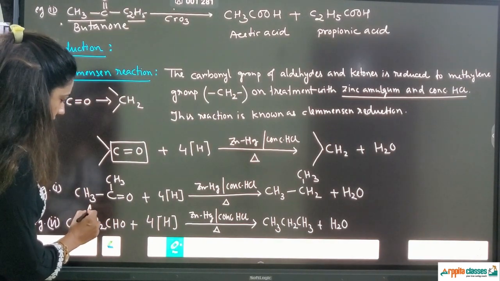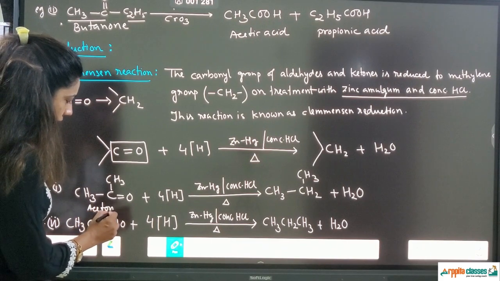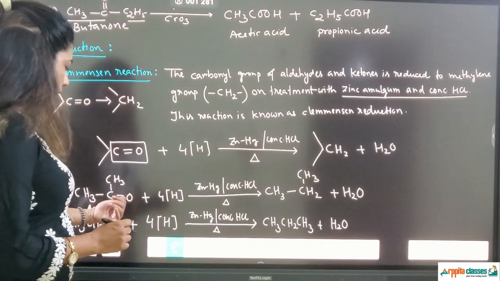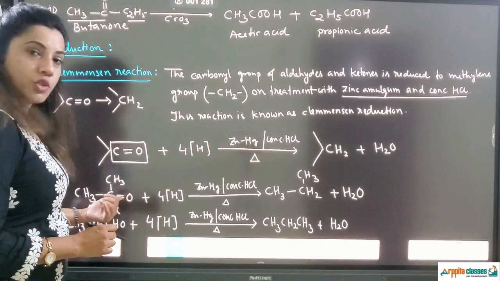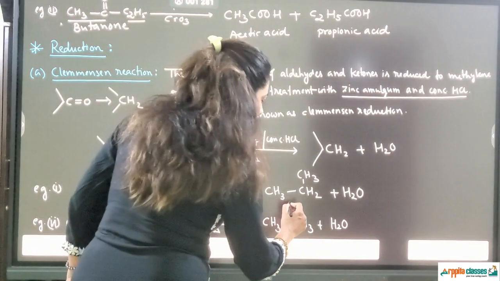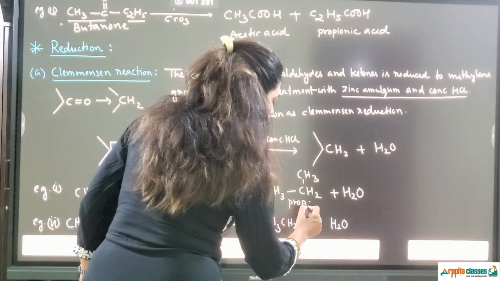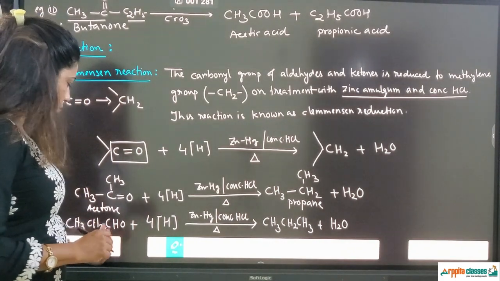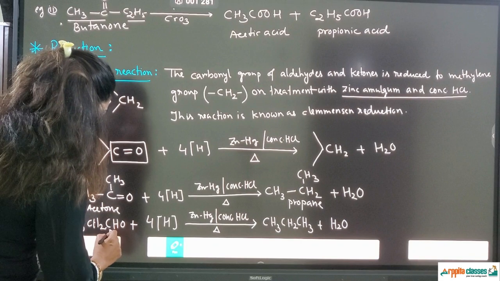Okay. Let us take one example. CH3COCH3. This is called acetone. Now acetone plus this reagent, which is giving rise to 4H. So this CO group converts into CH2. So your product is CH3CH2CH3. That's nothing but propane, and 1 molecule of water is formed. Okay. See another example, CH3CH2CHO. This is called propanal.